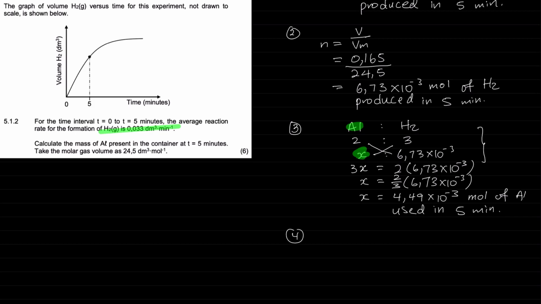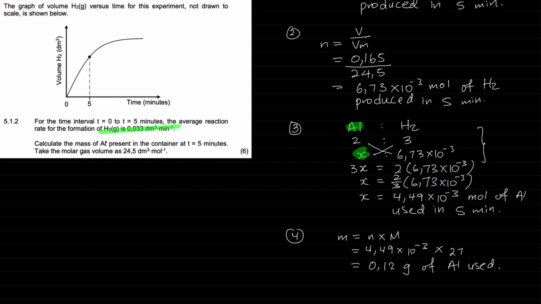Now that we know the number of moles of aluminium used, we can convert that to a mass. The mass is equal to the number of moles multiplied by the molar mass. So 4,49 times 10 to the negative 3, multiplied by the molar mass of aluminium, which is 27. That gives us 0,12 grams of aluminium used.